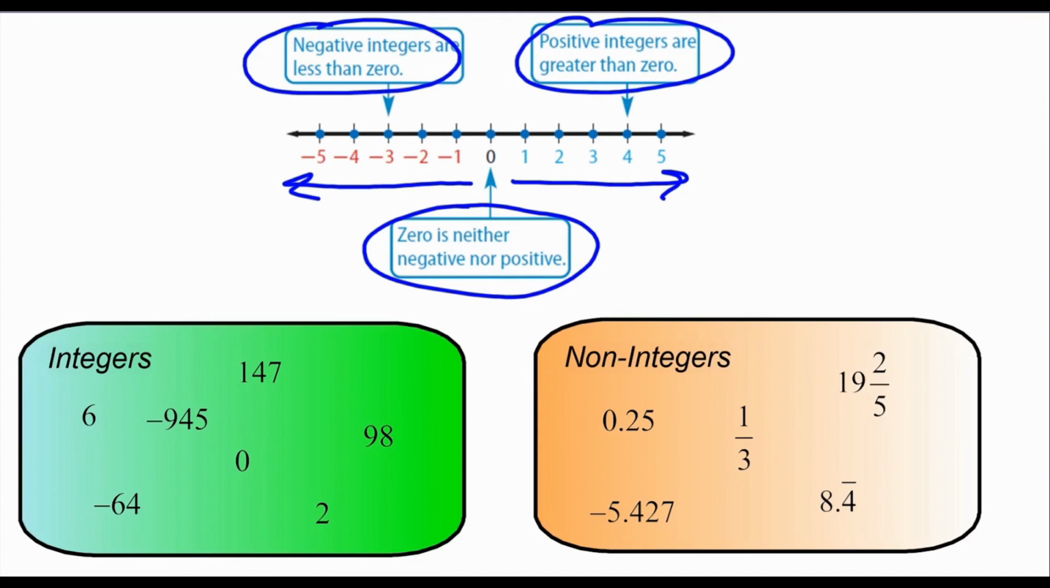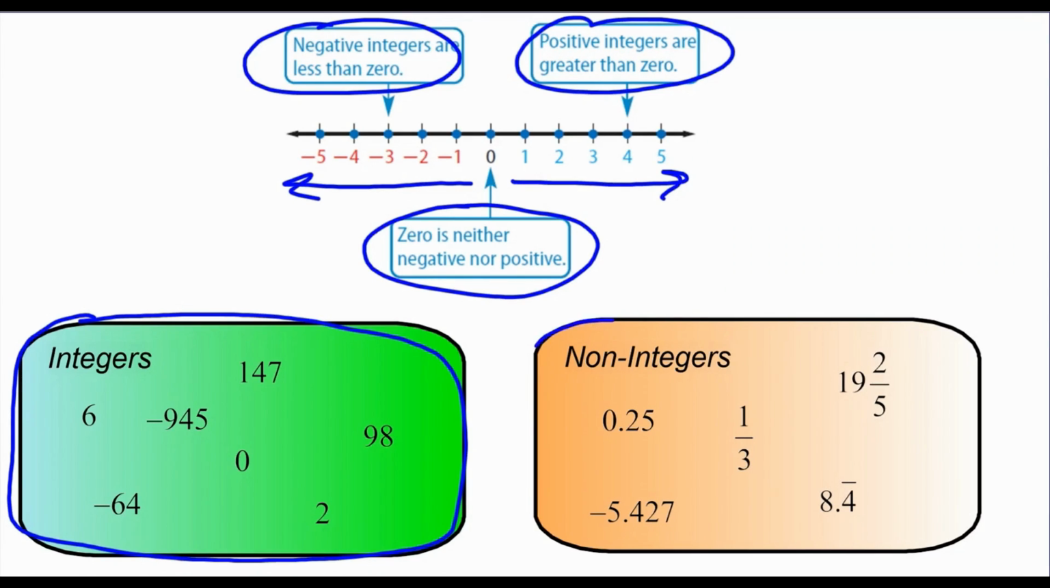And in these boxes, I've got examples of integers, and then I've got examples of non-integers. So integers are all in this box. These are all whole numbers and negative whole numbers. So we've got 0, 6, -945, 147, 2, -64, 98, and so on. All of these are integers.